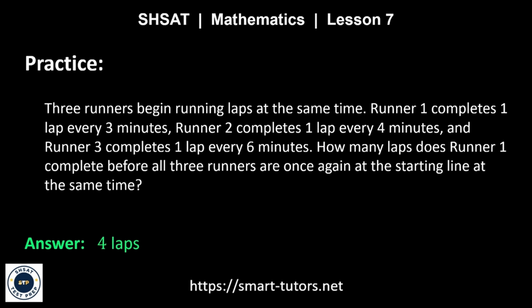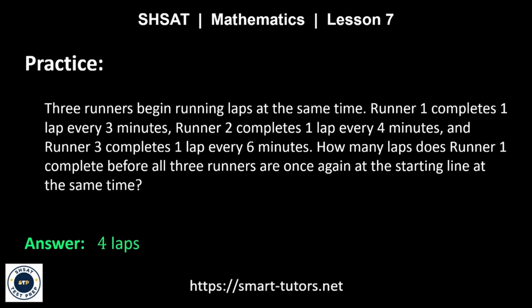3 runners begin running laps at the same time. Runner 1 completes 1 lap every 3 minutes, runner 2 completes 1 lap every 4 minutes, and runner 3 completes 1 lap every 6 minutes. How many laps does runner 1 complete before all 3 runners are once again at the starting line at the same time? Take a moment, pause this video, and see if you can get that answer.